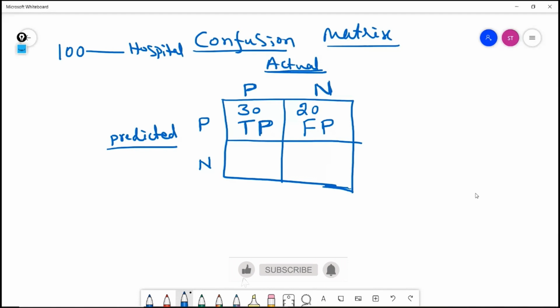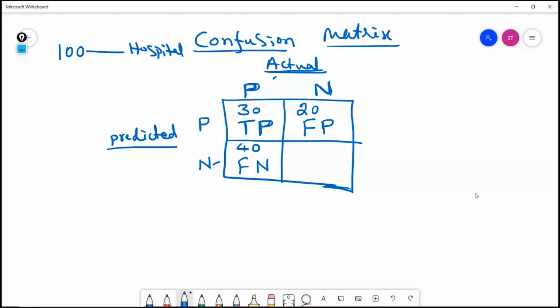And in terms of negative, the doctor says that there are 40 people negative. He is saying that there are 40 people who do not have corona. He has given a report that they are negative. But in reality, when I checked, they had COVID positive. So in this case, the prediction and actual are not true. They are false. It's a false negative.